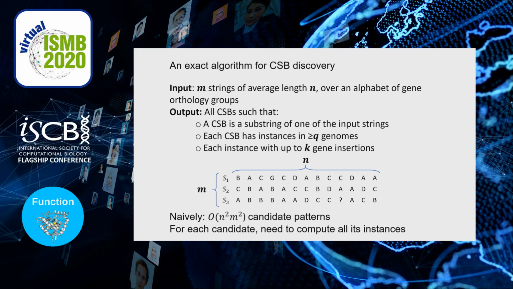Naively, there are O of n squared m squared candidate patterns to be considered, and for each candidate, we would need to compute all its instances. However, this computation can be done incrementally in an efficient way by utilizing some properties of the model and the data.